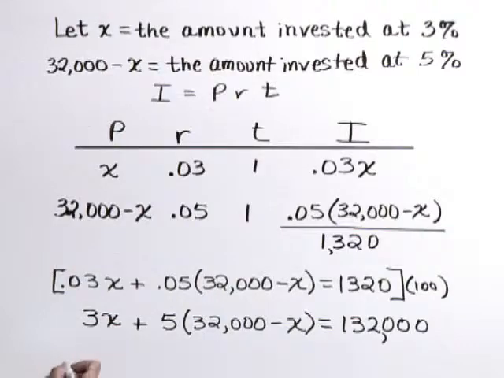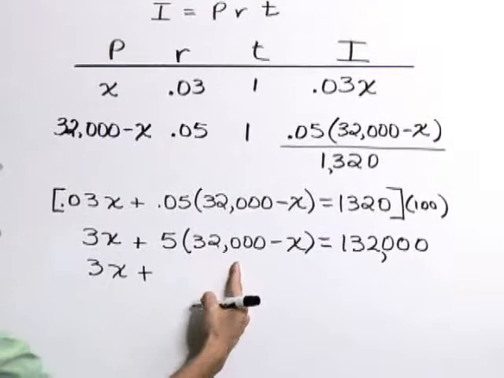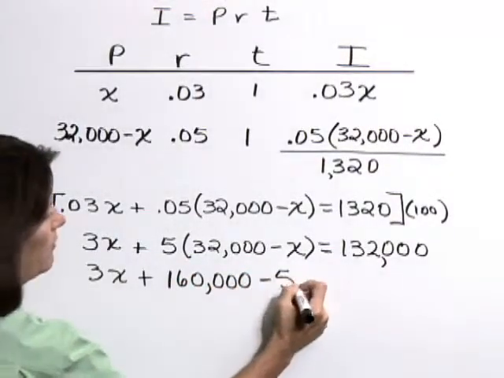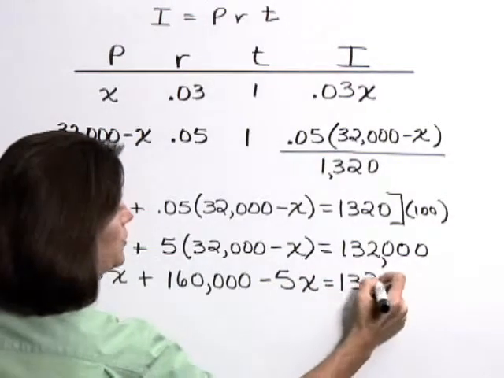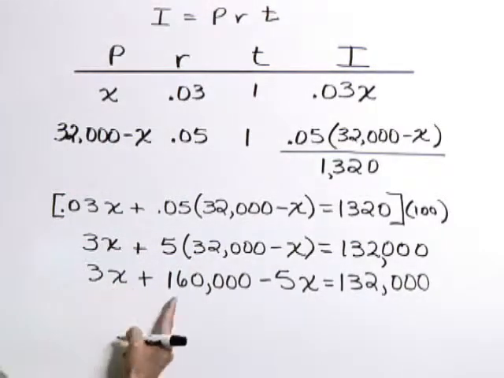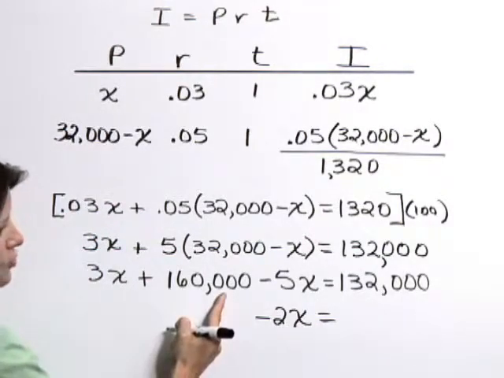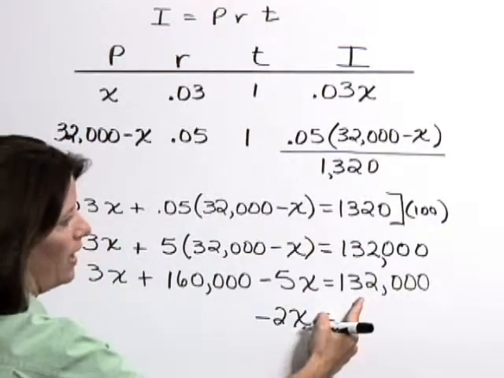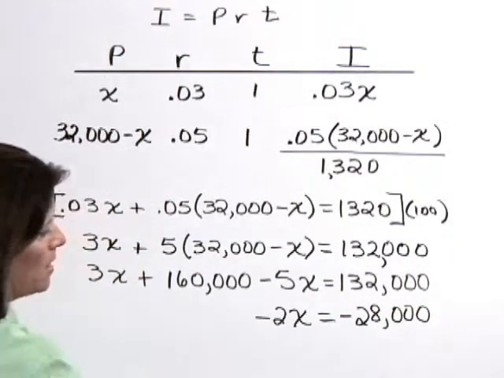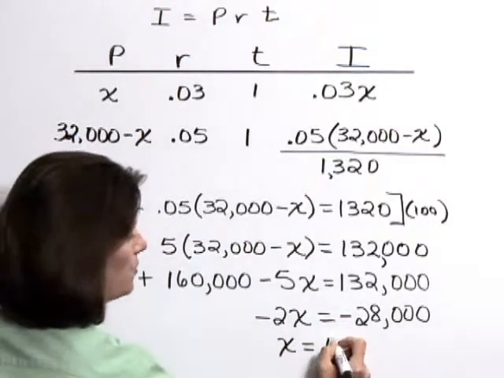Now let's solve this resulting equation. 3x plus 5 times that 32,000 is 160,000, minus 5 times x is equal to 132,000. Combining like terms on the left, 3x and a negative 5x is negative 2x. Subtracting 160,000 from both sides gives a negative 28,000 on the right. As a last step, divide both sides by negative 2, so x is equal to 14,000.